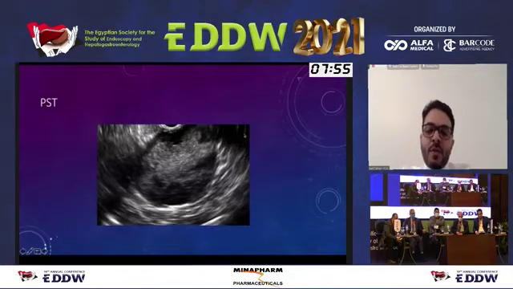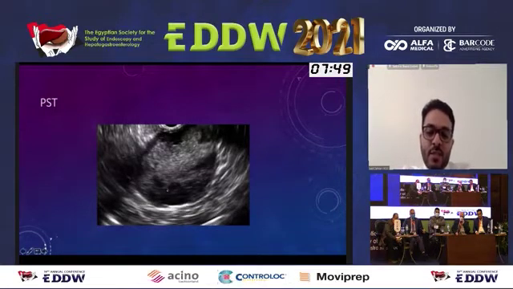And this is how you see solid pseudopapillary tumor in endoscopic ultrasound. You will see a well demarcated mass. You might see some cystic degeneration changes here. However, it might present as a purely cystic lesion.